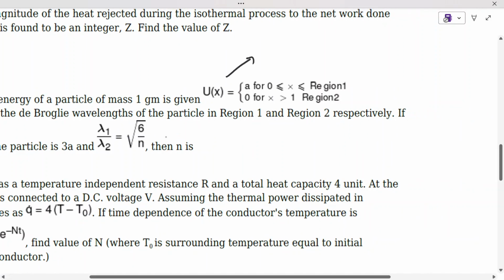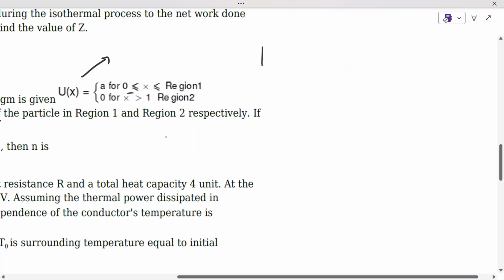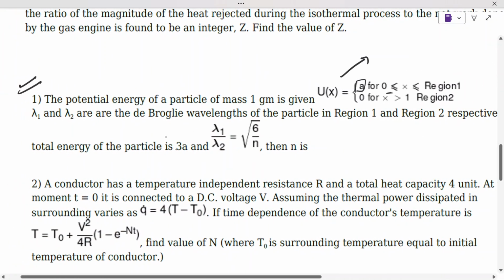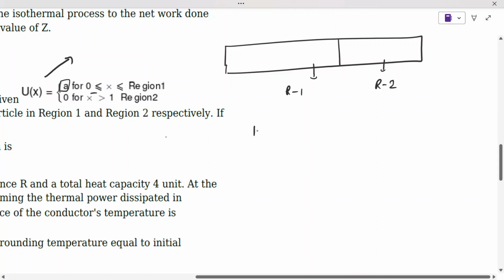So it says x is between 0 and region 1. There are two regions from the origin. Let's say this is region 1 and this is region 2. In region 1, the potential energy is always A. It is given that the total energy of the particle is 3A, so kinetic energy plus potential energy is 3A always, as mentioned in the question itself.